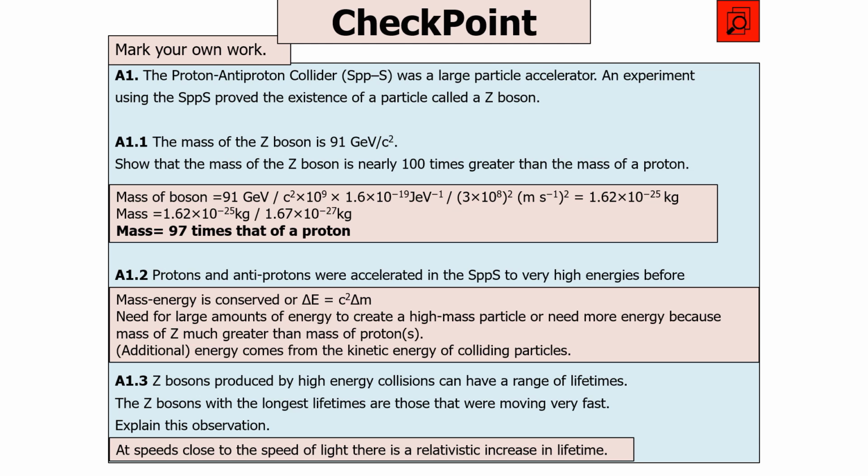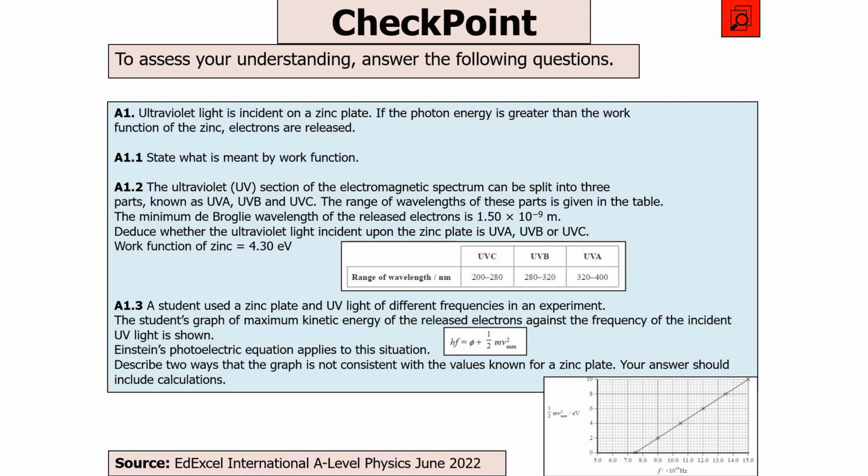Now the next question says, ultraviolet light is incident on a zinc plate. If the photon energy is greater than the work function of the zinc, electrons are released. State firstly what is meant by the work function. The ultraviolet section of the electromagnetic spectrum can be split into three parts, known as UVA, UVB, UVC. The range of wavelengths of these parts is given in the table. The minimum de Broglie wavelength of the released electron is 1.50 times 10 to the -9 meters. The work function of zinc is 4.30 eV. Deduce whether the UV light incident upon the zinc plate is UVA, UVB, or UVC.